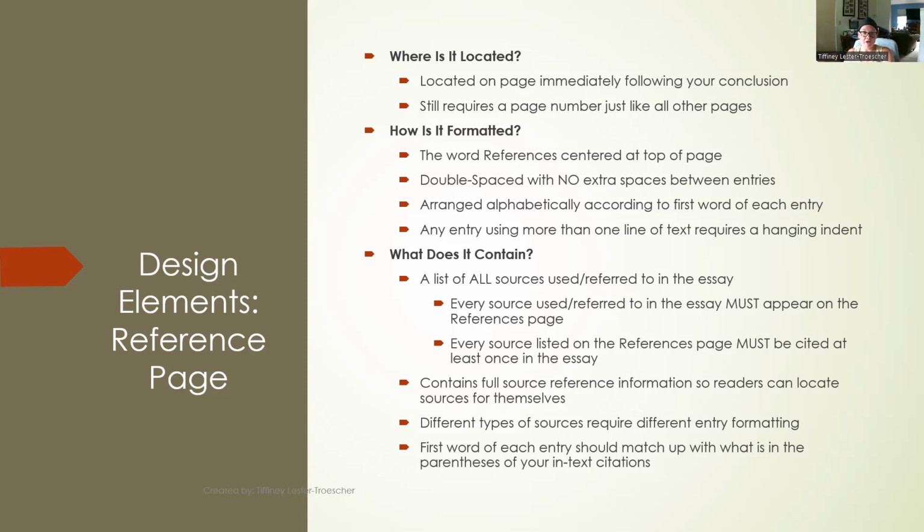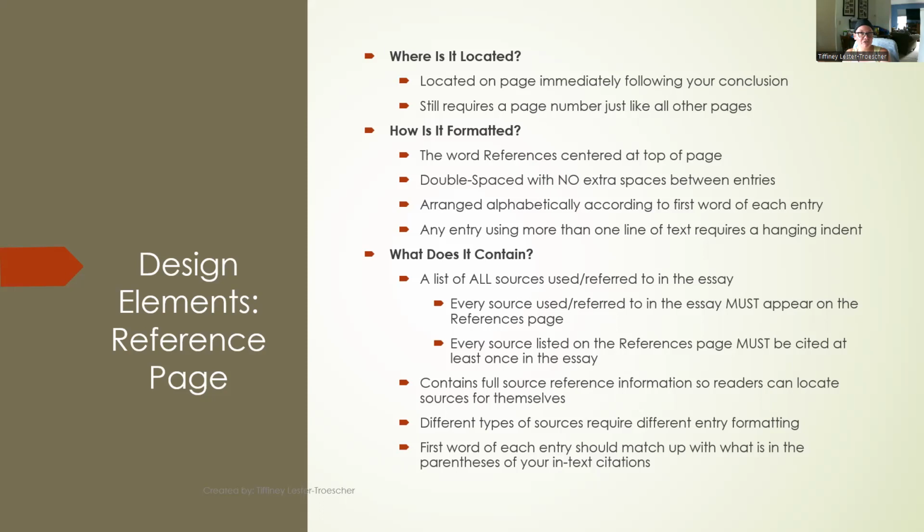The entries on the references page are arranged alphabetically according to the first word of each entry. So you have to have each reference entry figured out first before you know what order they're supposed to go in on the references page. And you're going to learn about that in the next lesson. Any entry that uses more than one line of text requires what we call a hanging indent. All right, we'll look at that in just a moment.